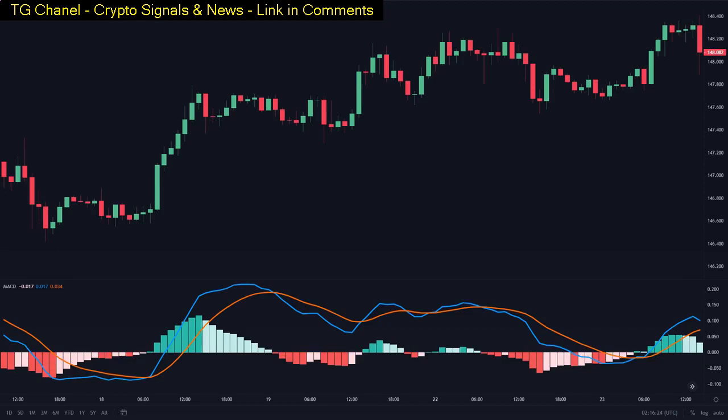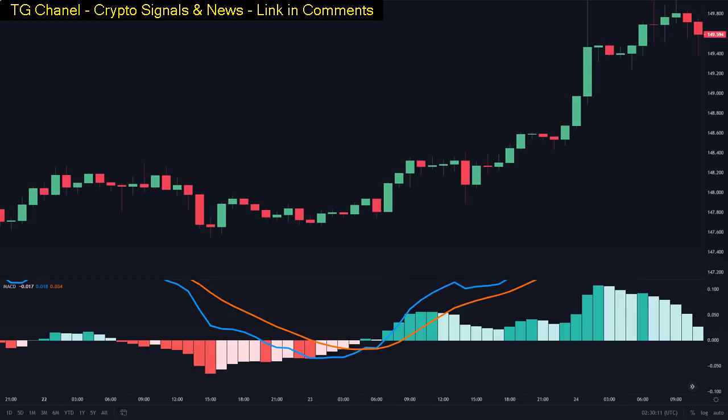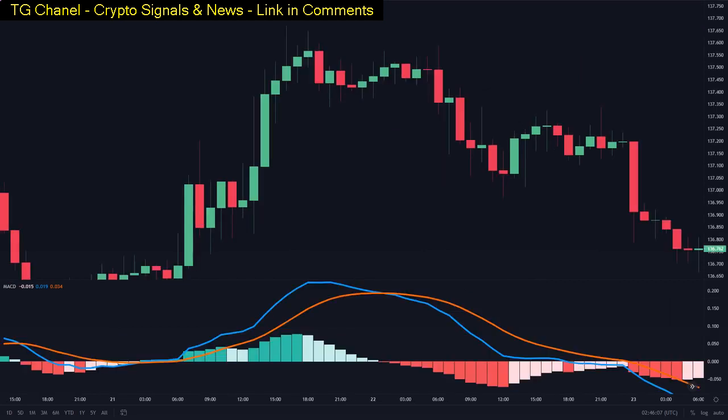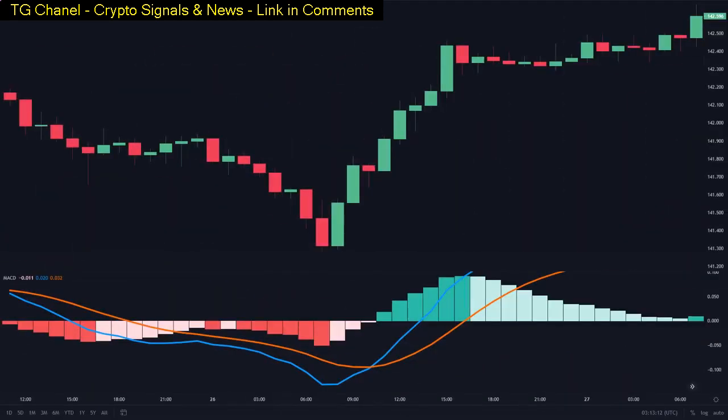Now, the way traders utilize this indicator to identify momentum is by looking at the crossover between the MACD line and the signal line. Let me show you an example. If the MACD line crosses above the signal line, it indicates that the market is on an upwards momentum. And if it crosses below, it indicates that the market is on a downwards momentum. Traders can also utilize the size of the histogram to determine the strength of the momentum itself.